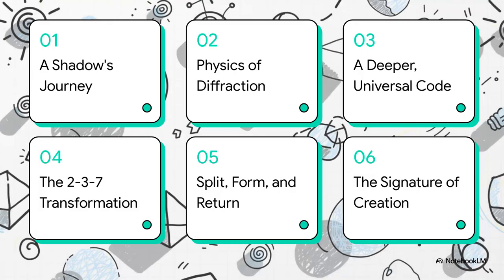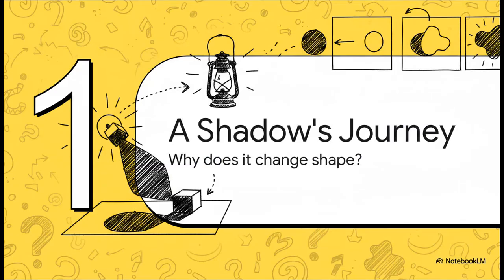So here's how we're going to break this down. We'll start with a super simple observation you can literally do at home. Then we'll touch on the textbook physics behind it. And from there, we'll dive into a really fascinating framework from our source material that sees this everyday thing as a universal code. All right, so let's get right into it with a simple experiment.